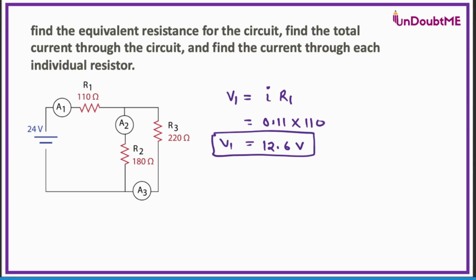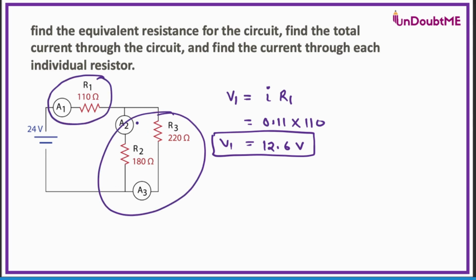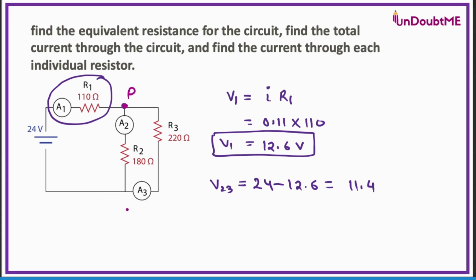Now I've got V1. The total voltage of R1 and the R2 R3 combination will be equal to 24, the total voltage. So V1 we have already got. I can get the voltage of R2 R3 combined, which I am calling V23, and that will be the total minus 12.6, which comes out to be 11.4. Now 11.4 volts is the voltage across these two terminals. Let them be P and Q.